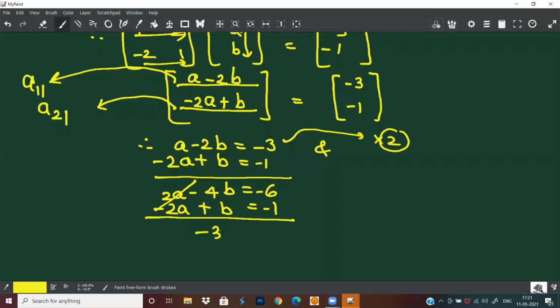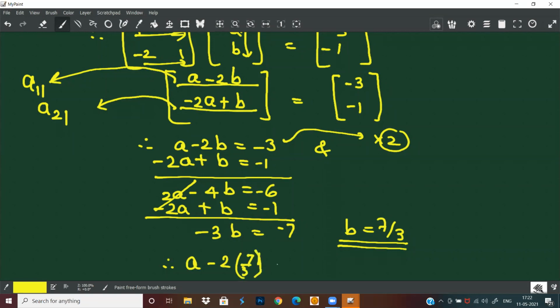So -3b will give you -7. So you get b as 7/3. कभी कभी ना ऑप्शंस में कैसे होता है ना, सपोज इफ देयर आर 4 ऑप्शंस आउट ऑफ विच अगर नन ऑफ दीज नहीं है एंड बी का अगर 7/3 का एक ही ऑप्शन है तो ए तक जाना ही नहीं, सेव योर टाइम। अंडरस्टैंड? तो अभी ए निकालो। सो ए माइनस ट्वाइस ऑफ बी 7/3 is equal to -3.